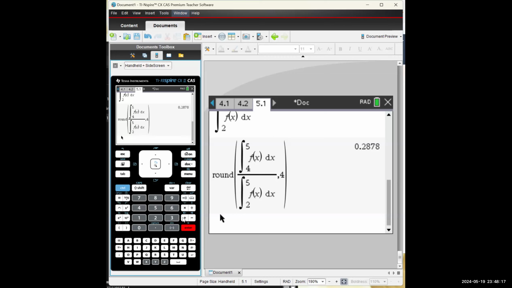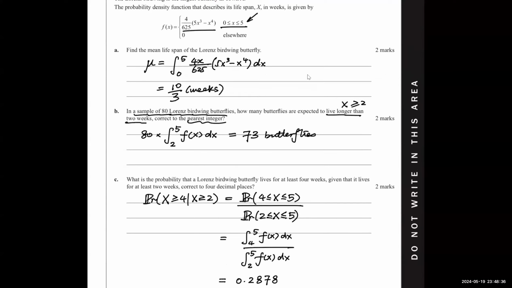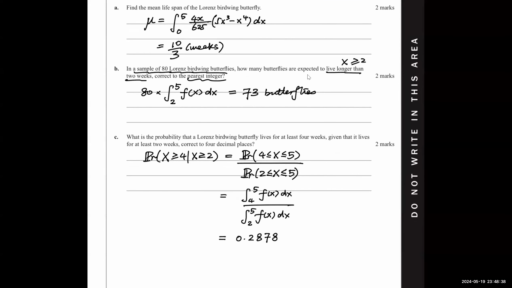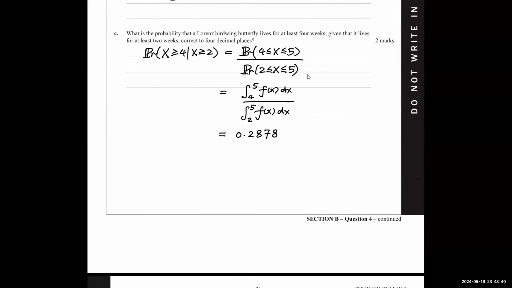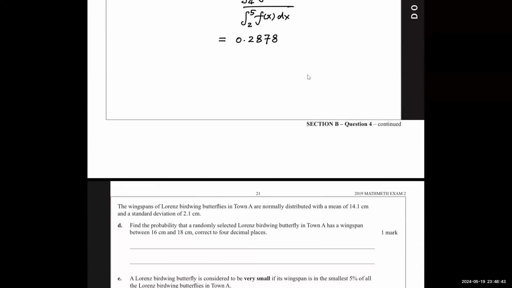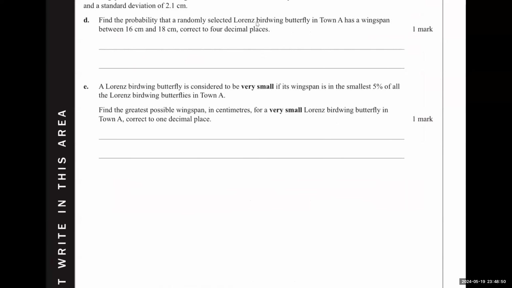All right, let's come back to the writing space and complete the rest of the question. Ten over 3, 73 butterflies, 0.2878. Okay, so last few parts. Bear with me for a second.